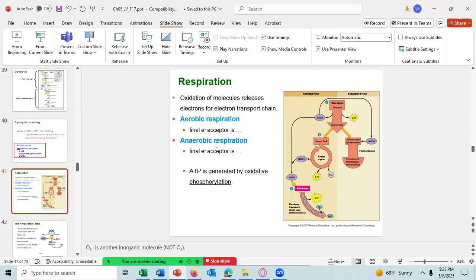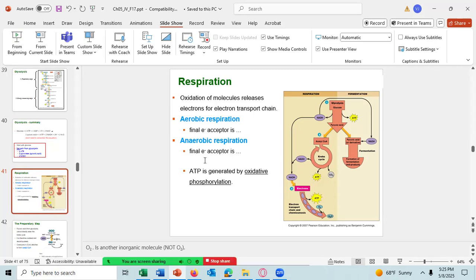In anaerobic respiration, the final electron acceptor is a molecule other than oxygen. It depends on which form of anaerobic respiration we're talking about. It could be nitrate, it could be nitrite, it could be sulfate, it could be some form of iron.